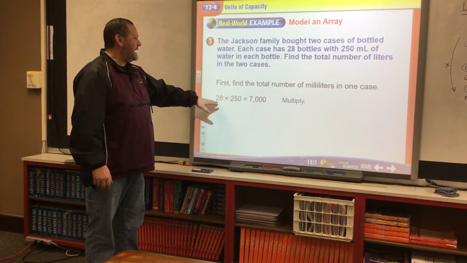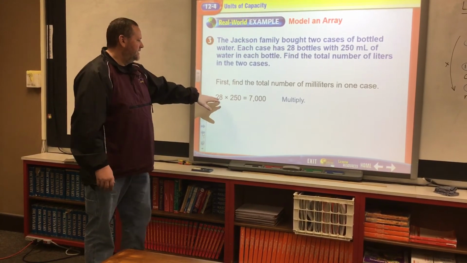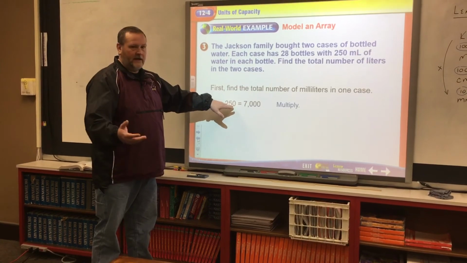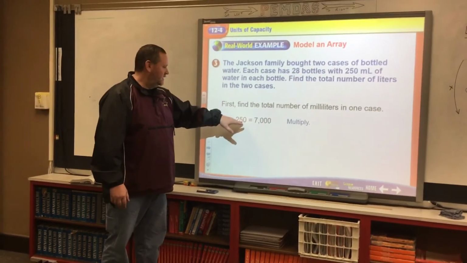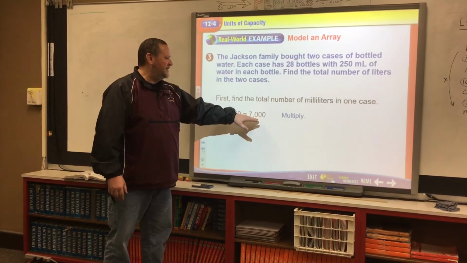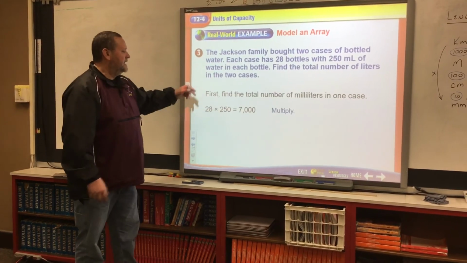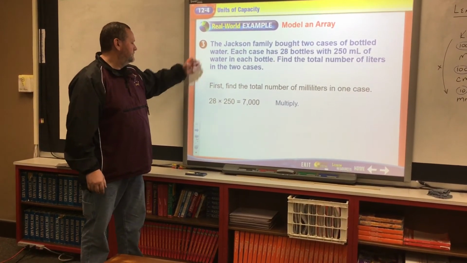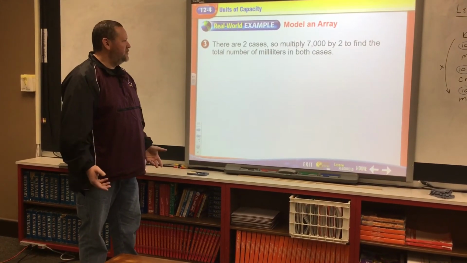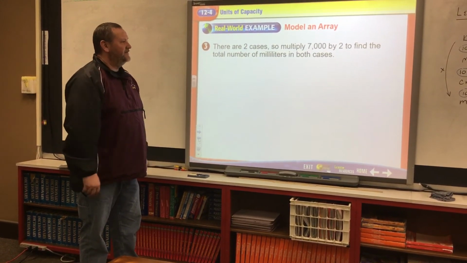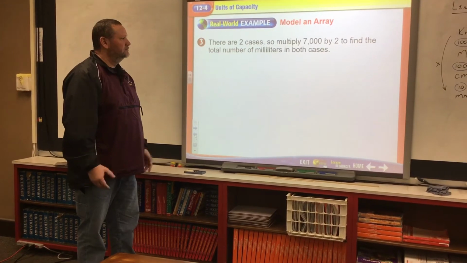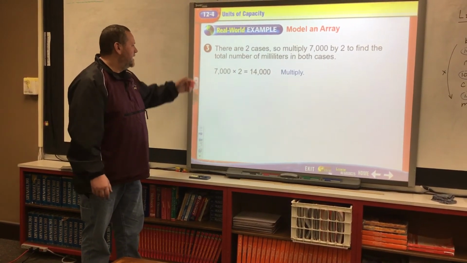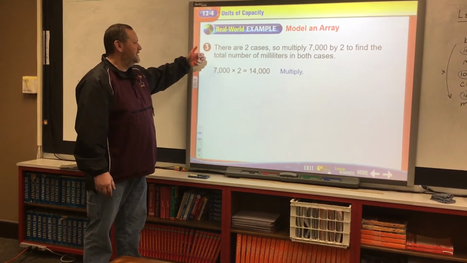We're going to end up with 2 cases, but we'll start with 1 case. That would be 28, because there's 28 bottles, times the 250. And again, you're always welcome to grab your calculator. That would equal 7,000. Now remember, that's for just one case. There are 2 cases, so 7,000 multiplied by 2 would be 14,000. Yay, guessed right. So we have 14,000 for the 2 cases.